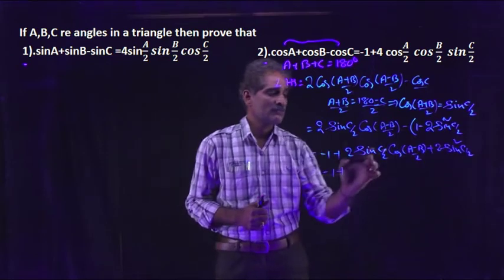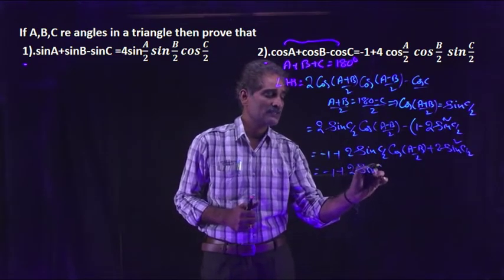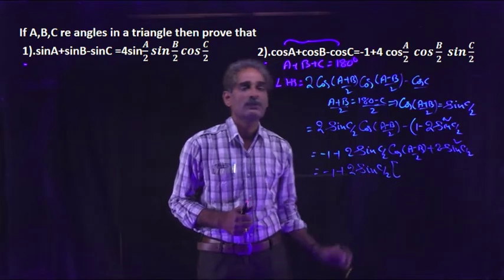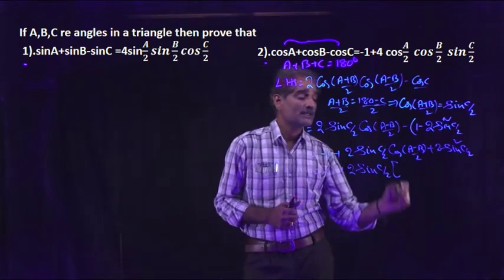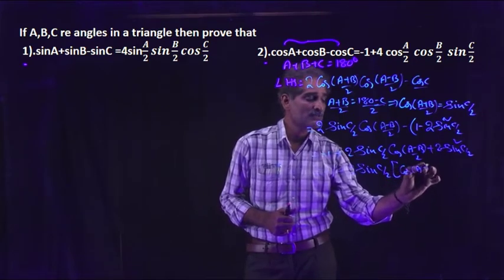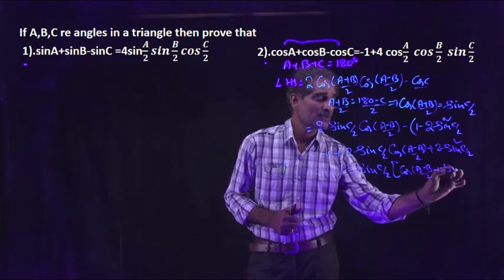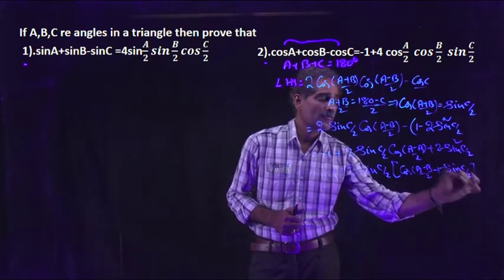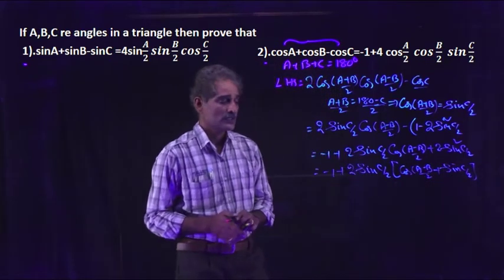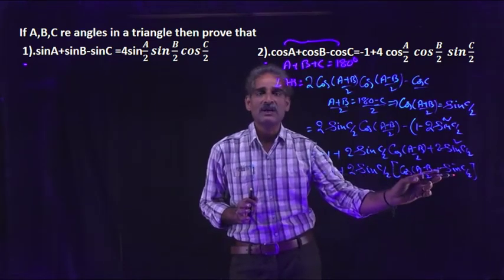So now take common. 2 sin C by 2 common is there. What about the remaining? Cos of (A minus B) by 2 plus sin C by 2. Understand? So up to this one, no problem. So the first term is cos of (A minus B) by 2.